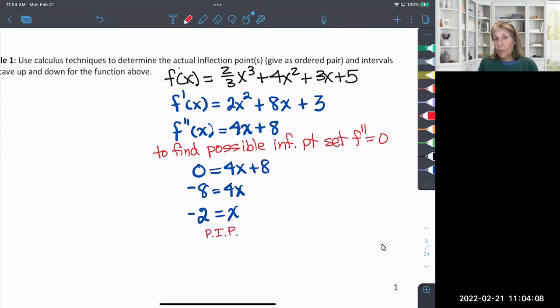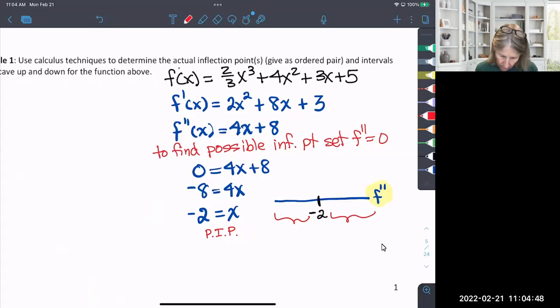Now, how do I know if it's for sure an inflection point? I do a little test like we did with the first derivative. So I'm going to make a little number line here. I'm going to label my number line the second derivative. Okay, that's important because I'm going to look at second derivative values. I put my possible inflection point on here, and then I test. Now you see, this should be very familiar, like what we did with our first derivative. Okay, so pick a point on each side of -2, and let's see if the second derivative is positive or negative. So remember, second derivative.